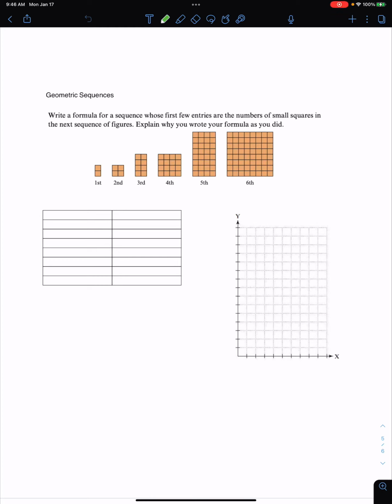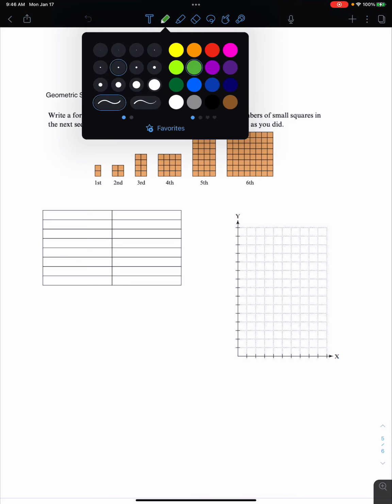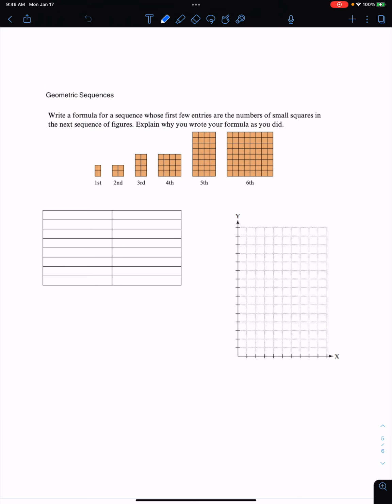We've talked about arithmetic sequences. Now we're going to talk about geometric sequences, and let's see how they are similar and how they are different. So again, we're looking for a pattern in the way these shapes are growing or proceeding from the first to the second, to the third, to the fourth, to the fifth.